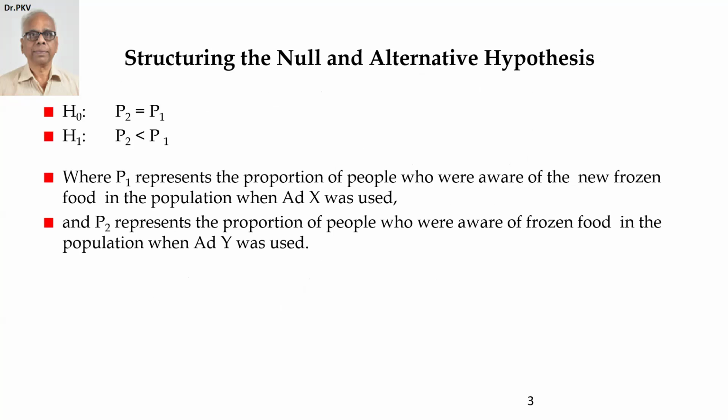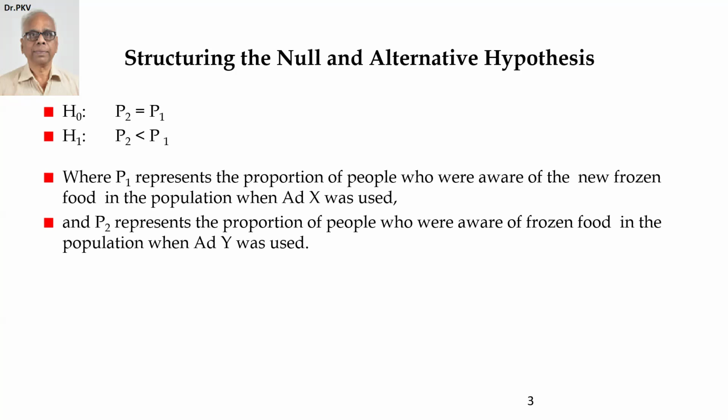Structuring the null and the alternative hypothesis, H0 the null, H1 the alternative. Status quo is the null hypothesis. P2 equal to P1, where capital P1 represents the proportion of people who were aware of the new frozen food in the population when ad X was used. P2 represents the population proportion of people who were aware of the frozen food when ad Y was used.